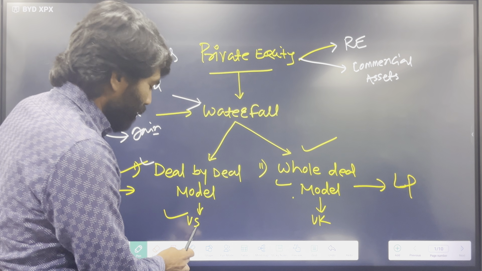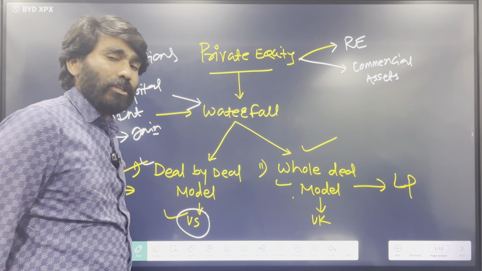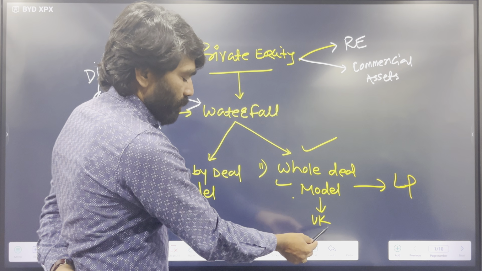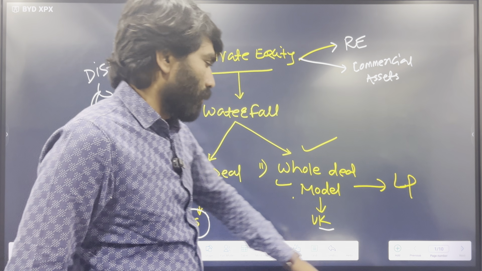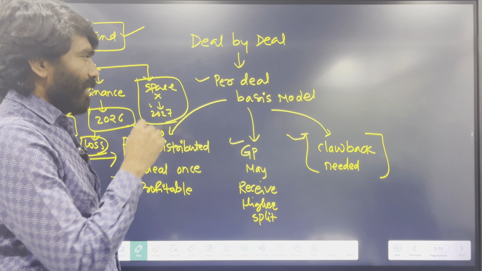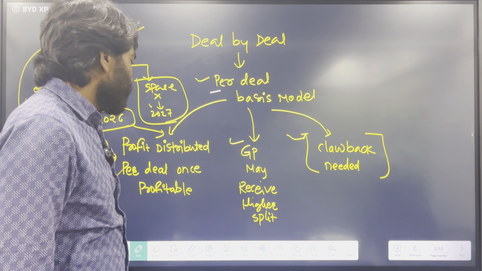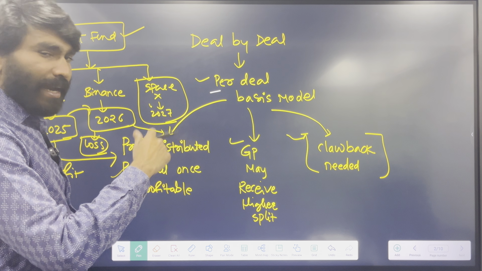The deal by deal model is basically from the US, the United States of America, and the whole deal model is basically from the UK, the United Kingdom. All right. Now let's discuss the deal by deal model. When we say deal by deal model, it means it's a per deal basis model.